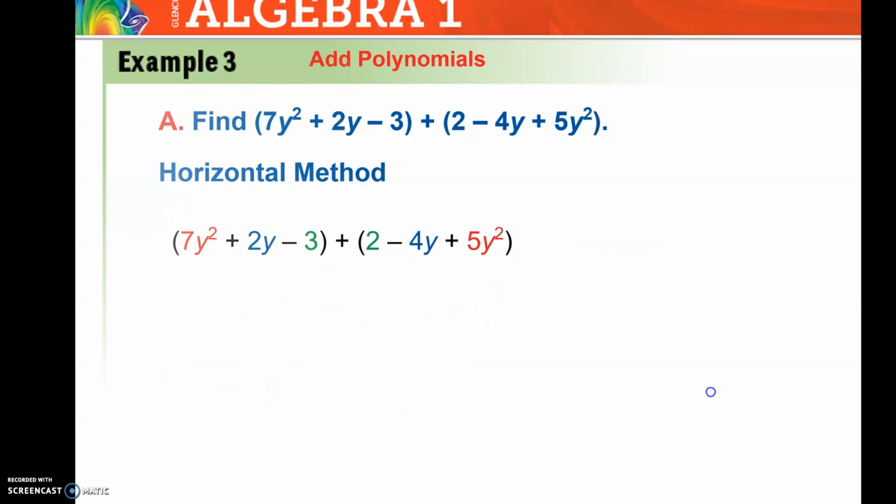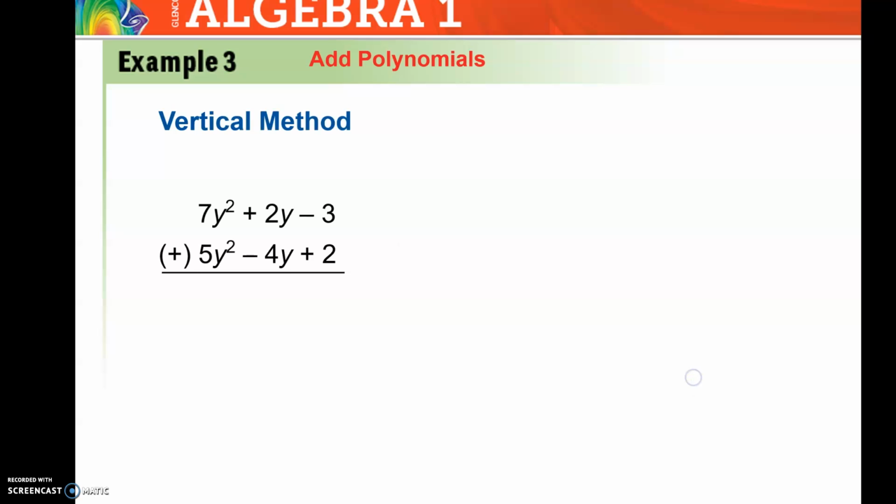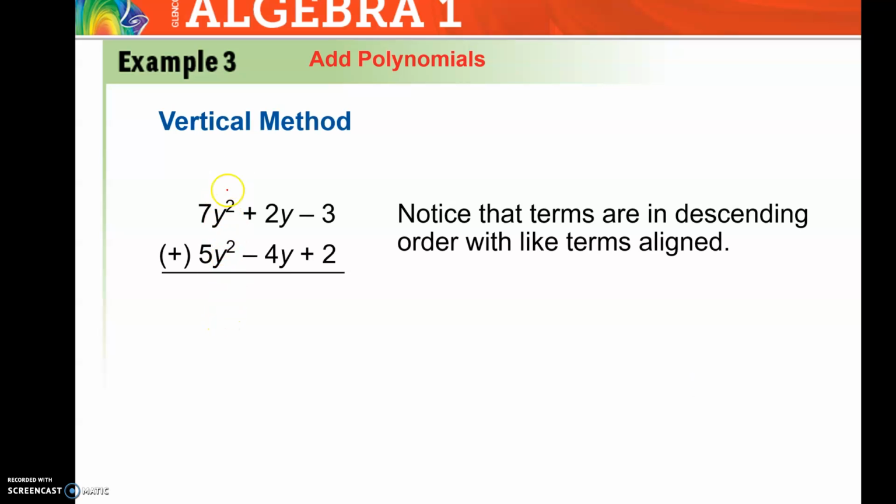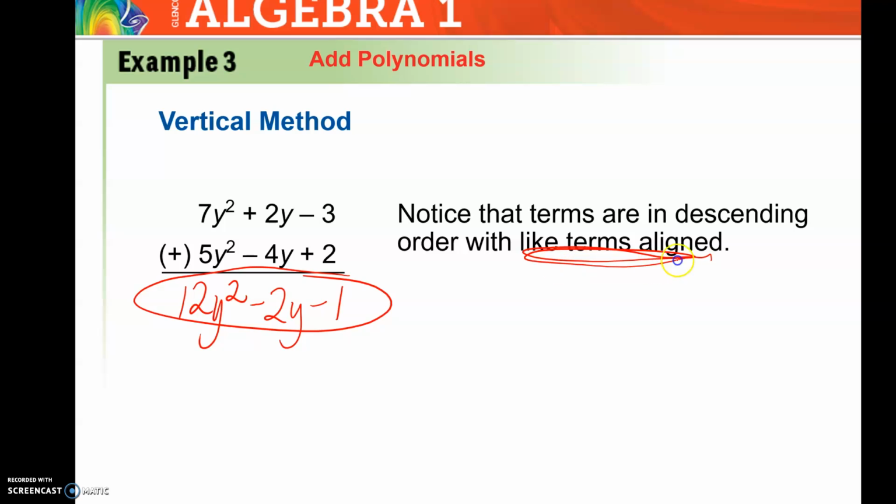Right, the next method would be the vertical method, and same thing as before where we're putting the like terms, but now we're just lining them up vertically, and then we're going to add those together, so a total of 12y squareds, negative 2y, negative 1. So same terms, just have to align them. Notice the terms are in descending order with like terms aligned, key there, because you can't put unlike terms together.